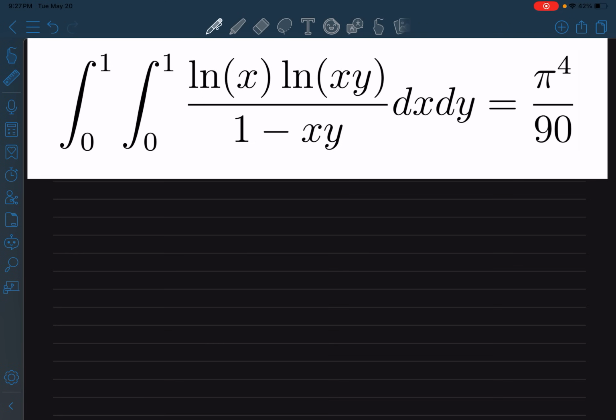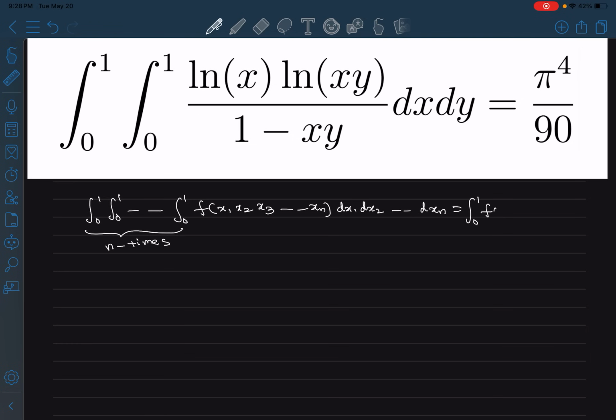The formulas that I gave you in the previous two videos are basically these two. The first one says that the integral from 0 to 1, n times, of f of x1 times x2 times x3 up to xn, with the product dx1 dx2 up to dxn, is equal to the integral from 0 to 1 of f(u) times (negative ln u) to the power n minus 1 divided by (n minus 1) factorial, du.